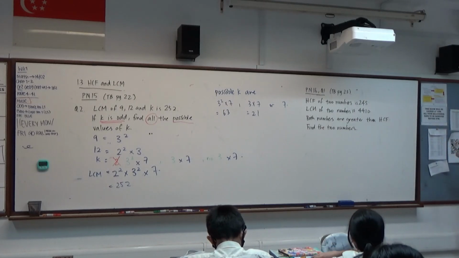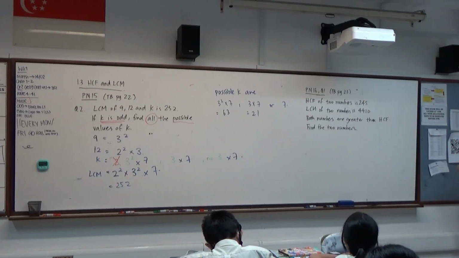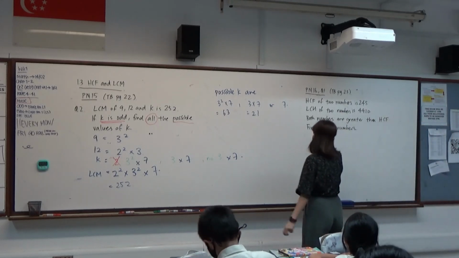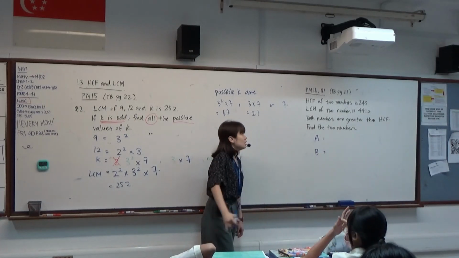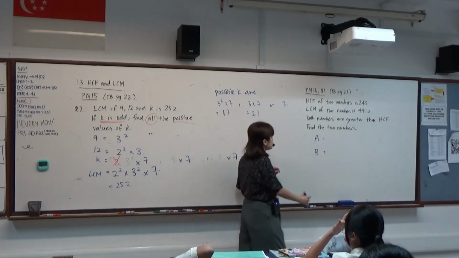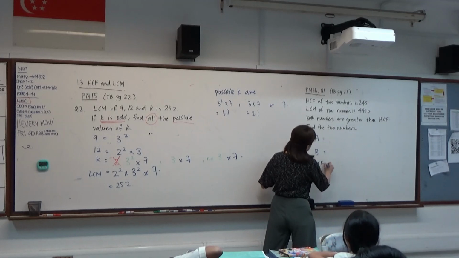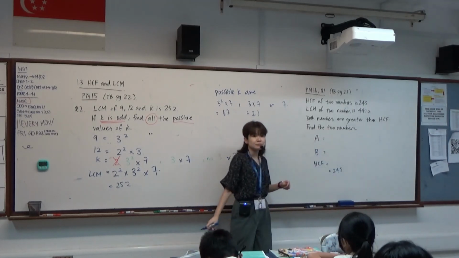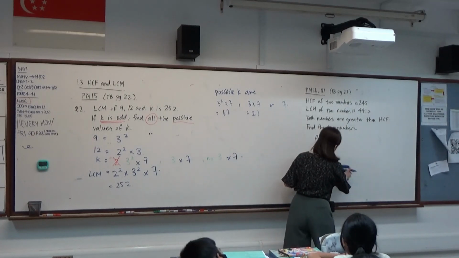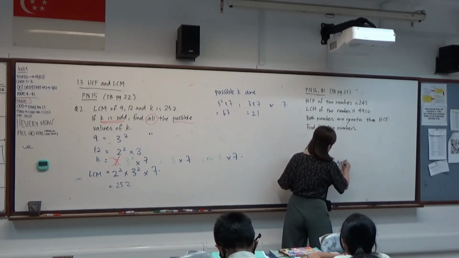It says HCF of two numbers is 245. The question never gives you what are the two numbers. So let's just let the two numbers be A and B. I don't know what they are. Question saying HCF is 245. So let's go 245 here.